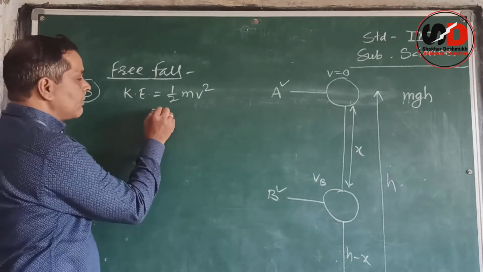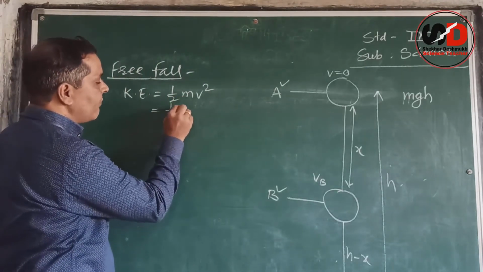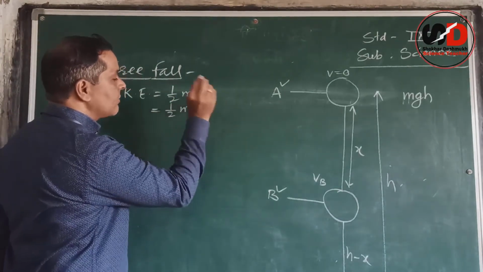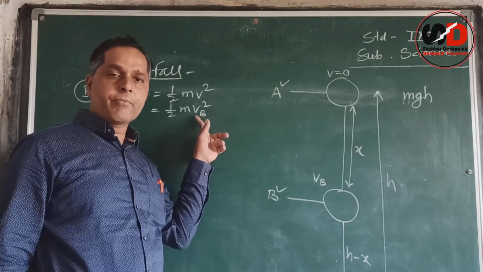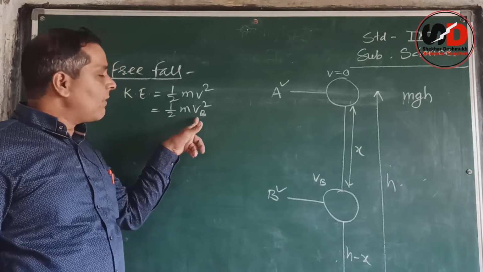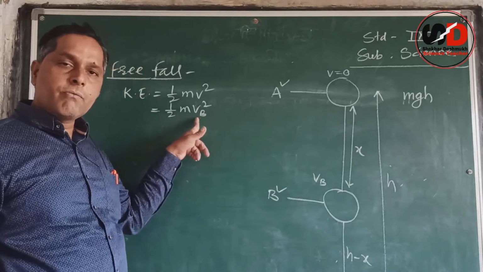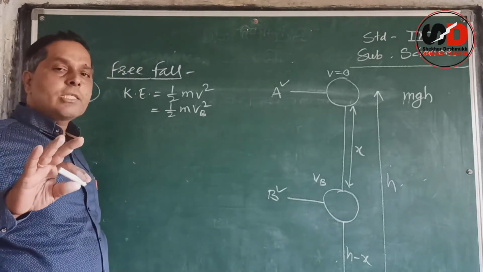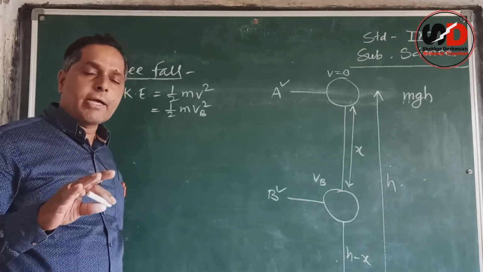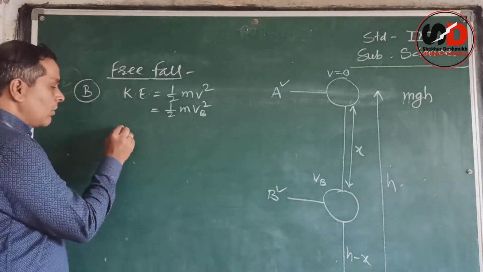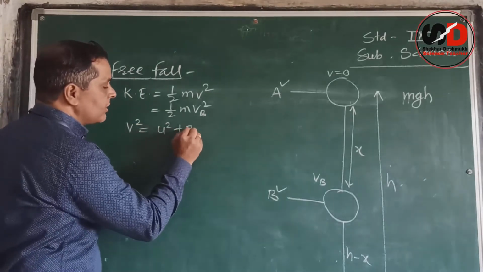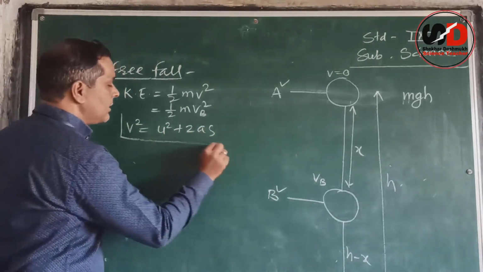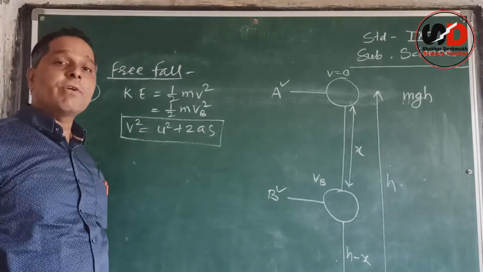So kinetic energy is equal to half mv square, so it is half m vb square at point B. Therefore we take vb, the velocity at B. So what is the value of v here? We know Newton's laws of motion. By using the third equation of motion, the formula is v square is equal to u square plus 2as.